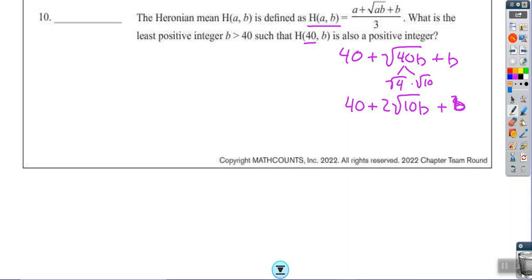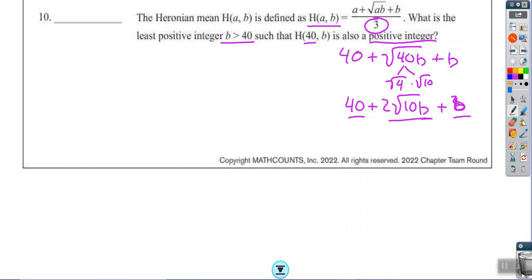Why would you simplify that though? Well, because that gives us a clue as to what the possibilities for this b value are. Because we want only positive integers, and an integer is a whole number. So for us to have a square root that is a whole number, whatever is inside the square root has to be a perfect square. It has to be a multiple of 10, because 10 times 10 is 100, and the square root of 100 is 10. So we know that b has to have a factor of 10. We also know that when we add these three things together, we have to have a value that is divisible by 3. And we know that b has to be bigger than 40.